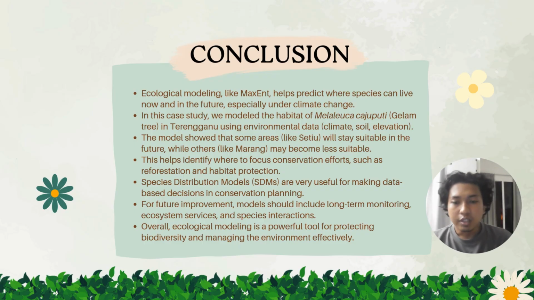For the conclusion, ecological modeling, as mentioned, helps predict where species can live now and in the future, especially under climate change. In this case study, we modeled the habitat of Melaleuca Kajau Putih or gelam tree in Terengganu using environmental data: climate change, soil and elevation. The model showed that some areas like Setiu will stay suitable in the future, while others like Marang may become less suitable. This helps identify where to focus conservation efforts such as reforestation and habitat protection.